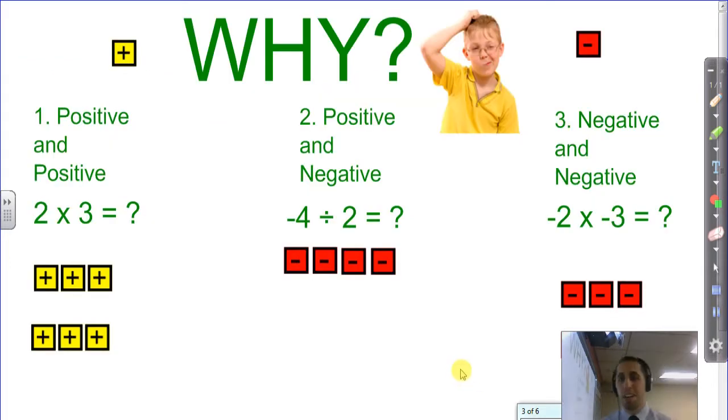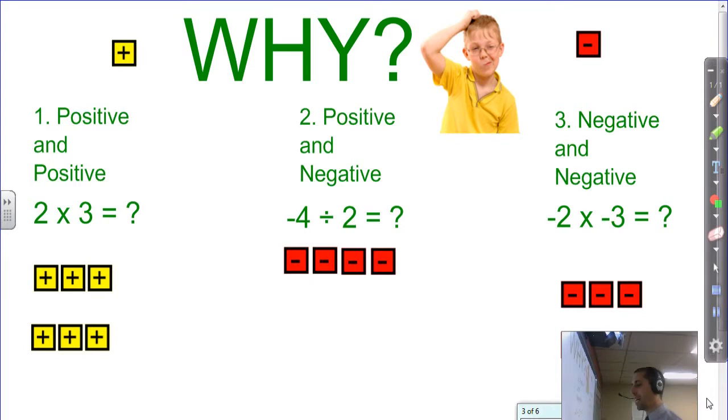Here we go. Let's use an explanation of why it makes sense. Why do these rules make sense? We don't want to just have something memorized. We want to be able to justify it to ourselves so we understand it. Why is a positive and a positive equal positive? Because that's the way you've always learned it. Let's look at algebra tiles, though.